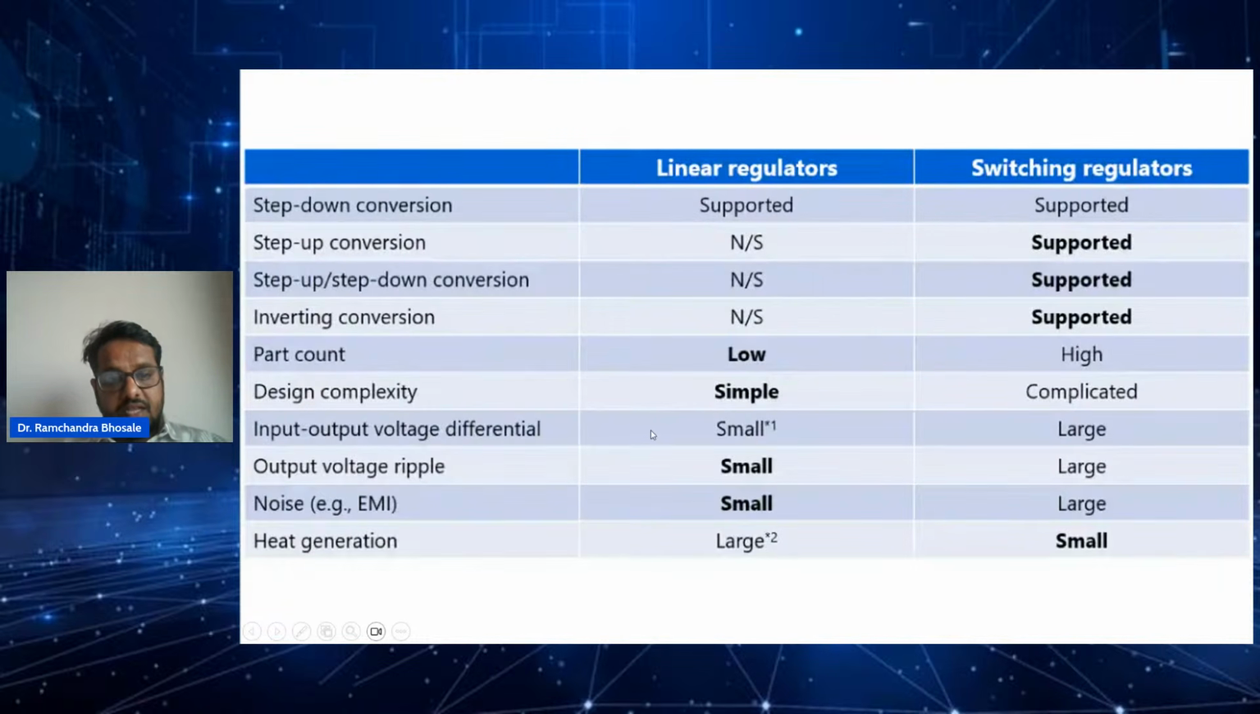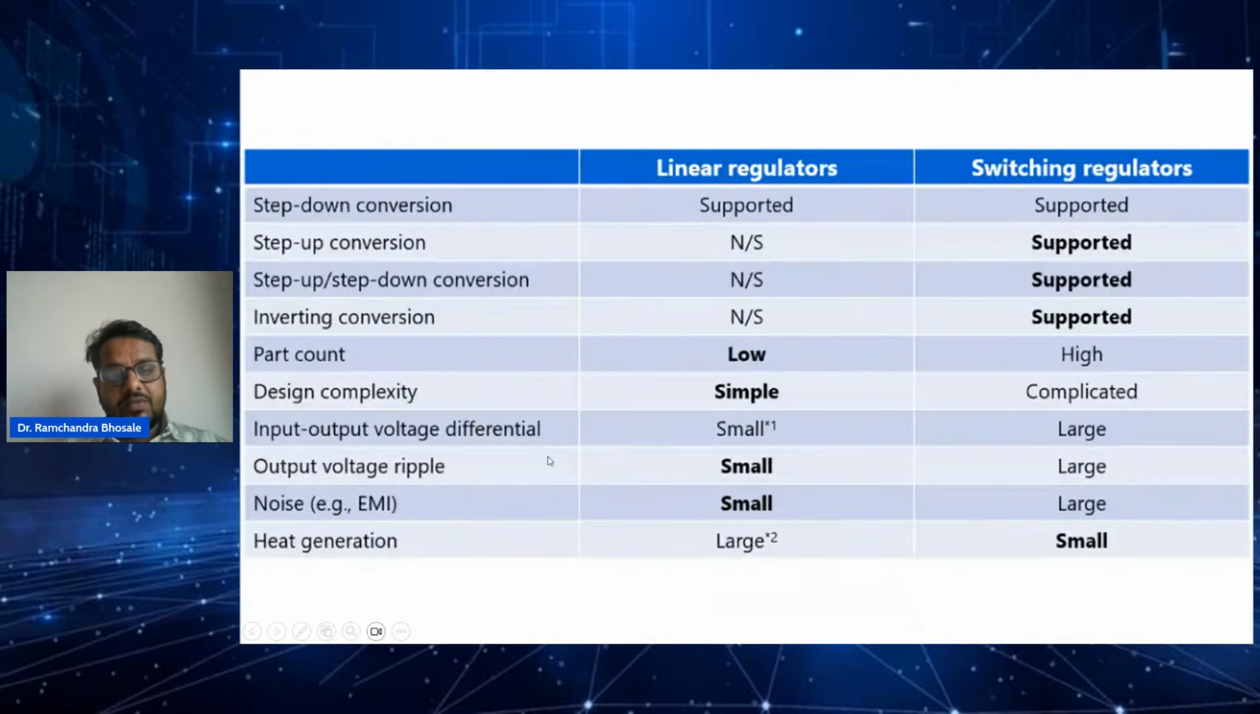In linear regulators you cannot have a large gain ratio. Suppose you have 100 volt and you want 5 volt, then with a linear regulator it is very difficult, because it will have huge losses. But in a switching regulator it will be very simple. So input to output voltage difference is not allowed much in a linear regulator, but it is allowed more in switching regulators.